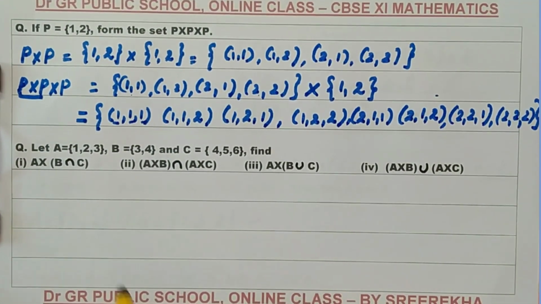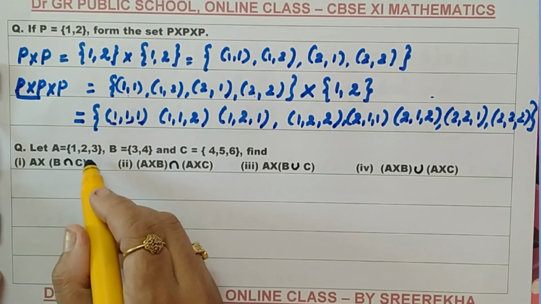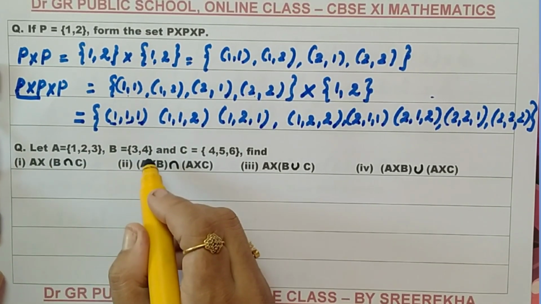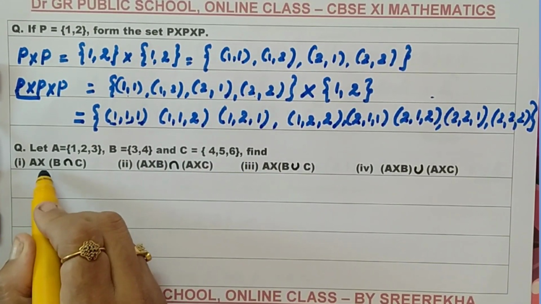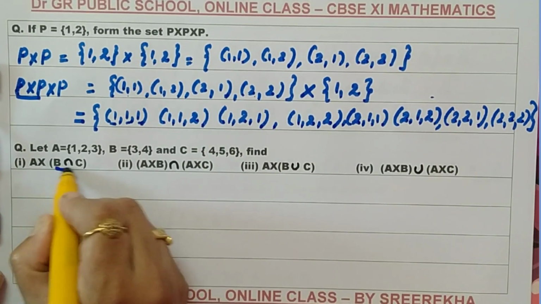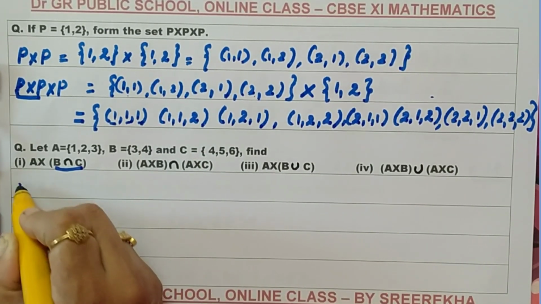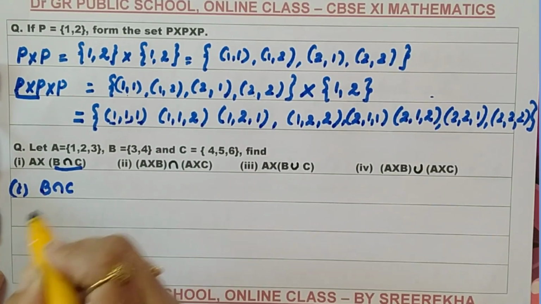Okay, come with the next question. Let A equal the set {1, 2, 3}, B equal the set {3, 4}, and C equal the set {4, 5, 6}. Find A cross (B intersection C). At first I am going to find B intersection C.